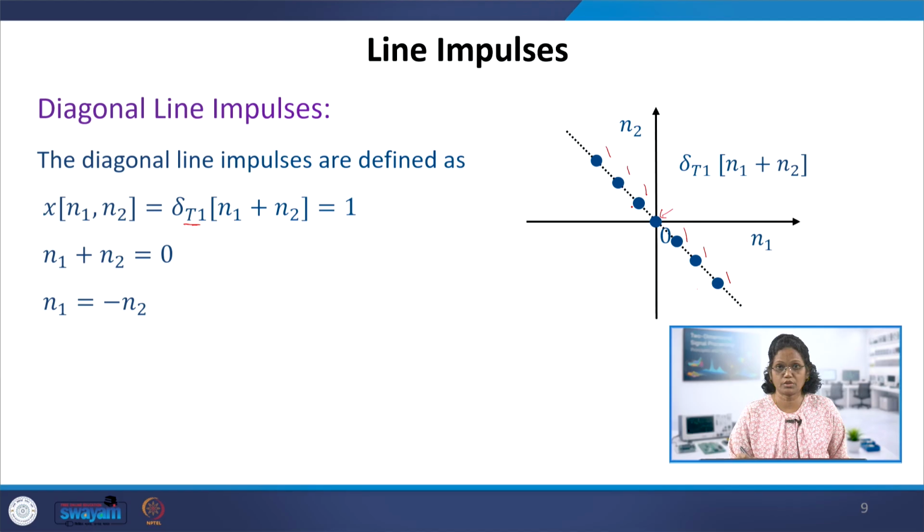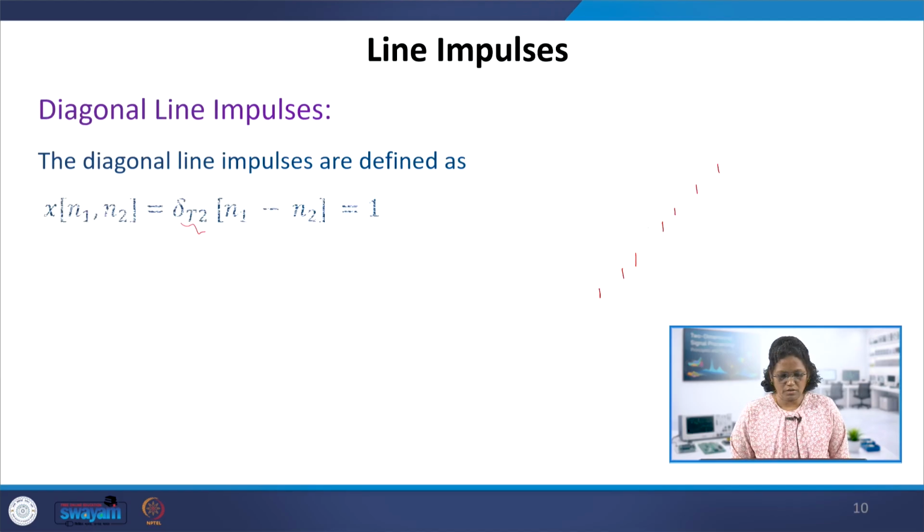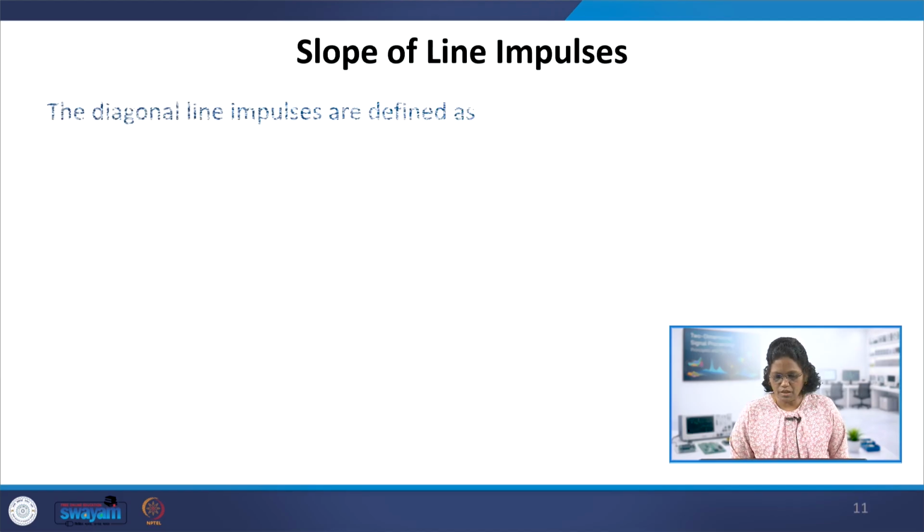All of them is going to be 1 here. So this is another diagonal line impulse, and we move on to this: how do we find the slope of this line impulse? Here we can represent that as delta of p n1 plus q n2. So n1 can have some integer multiplication here and n2 will have the integer multiplication of this.